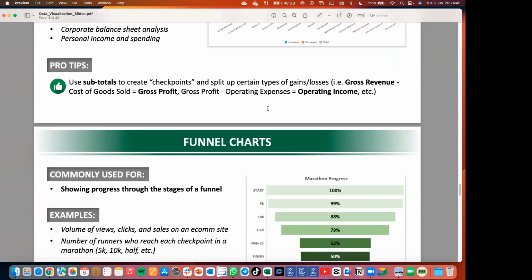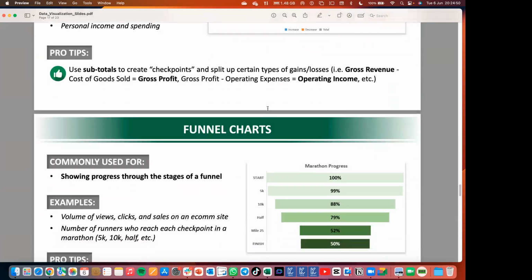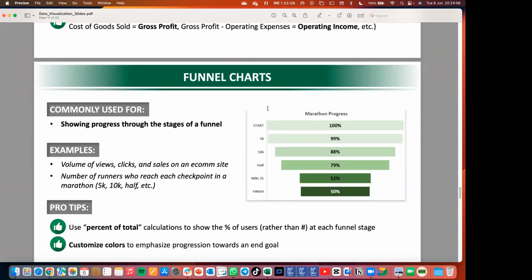We have funnel charts, which are more like bar charts. If you don't want to use bar charts, you can always come for funnel charts. But this one just shows the progress of stages. If you're looking at stages, like you see here, at the start, 100% of the people running marathons started. At 5K, we had 99%.